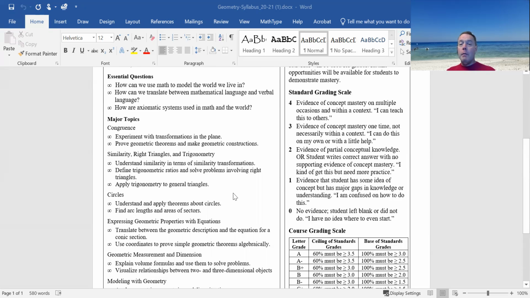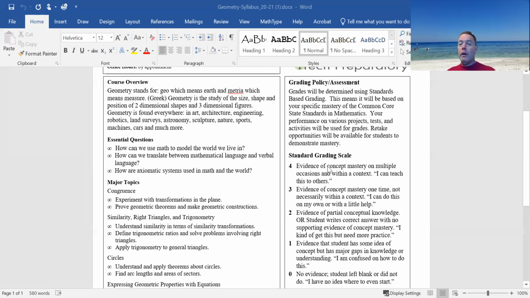On the other side of the syllabus, we have our grading policy here at iTech. This is the same that every other teacher uses in the school. We grade on standards. For those of you that may be new to iTech and the grading, just know that it's different than what you're used to before. And this difference, in my opinion, is a very good difference because it means I can give you specific information about what your child needs to do to improve their grade.